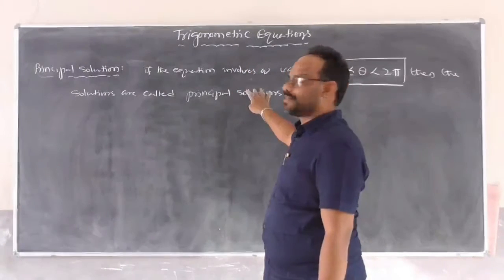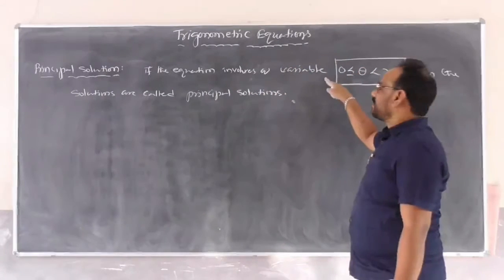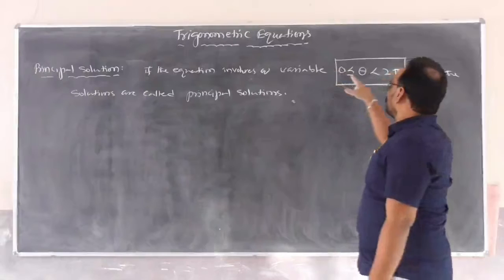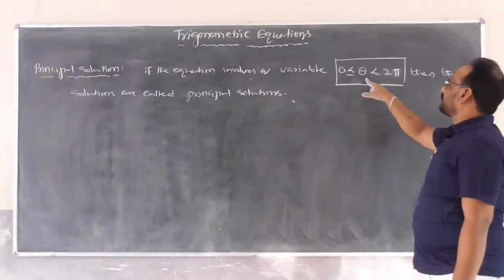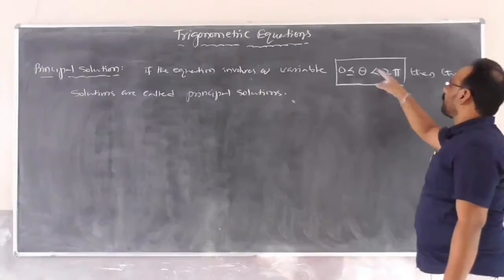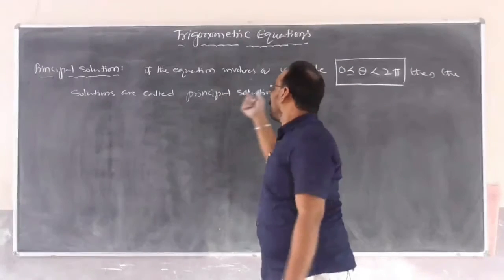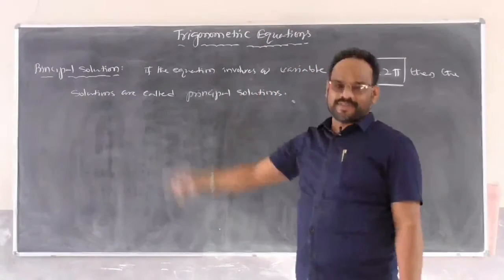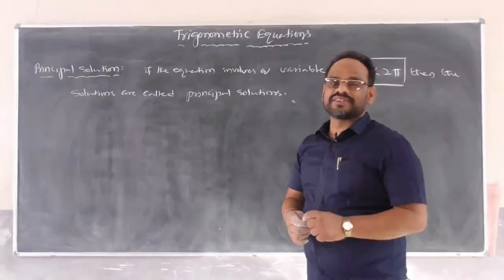Observe here, principal solution means if the equation involves a variable theta that always lies between 0 is less than or equal to theta is less than 2 pi, then theta is called the principal solution of the given trigonometric function.